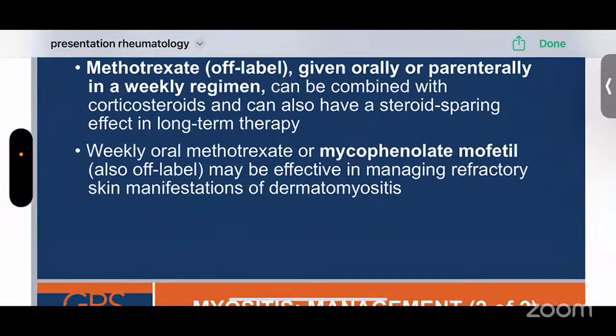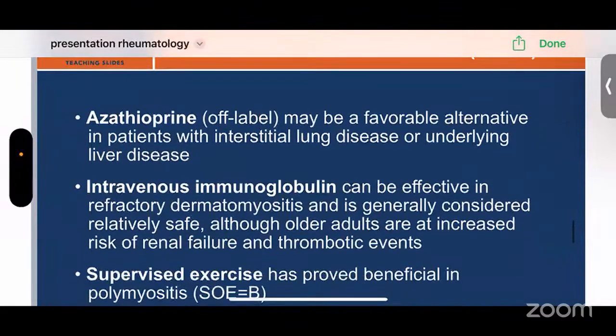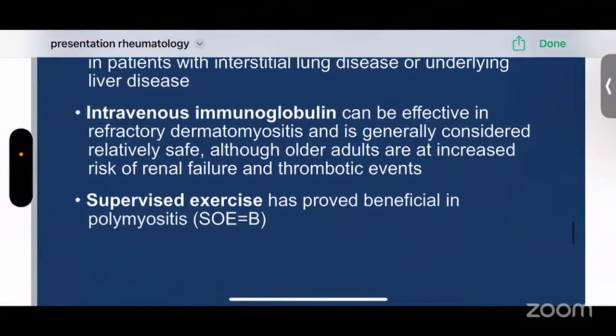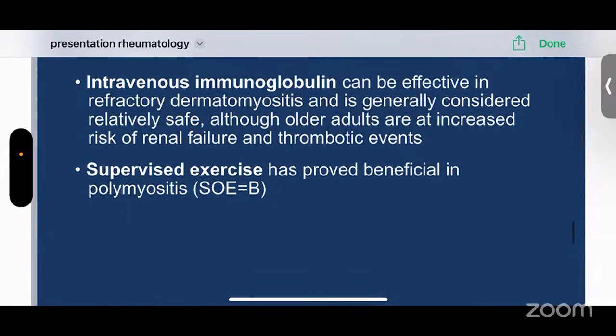Weekly oral methotrexate or mycophenolate mofetil, also off-label, may be effective in managing refractory skin manifestations of dermatomyositis. As I said already, azathioprine, we can move to intravenous immunoglobulin, which can be effective in refractory dermatomyositis and is generally considered relatively safe. Also, older adults are at increased risk of renal failure and thrombotic events. So we must keep in mind the cons and pros of those medications. Supervised exercise has proved beneficial in polymyositis.